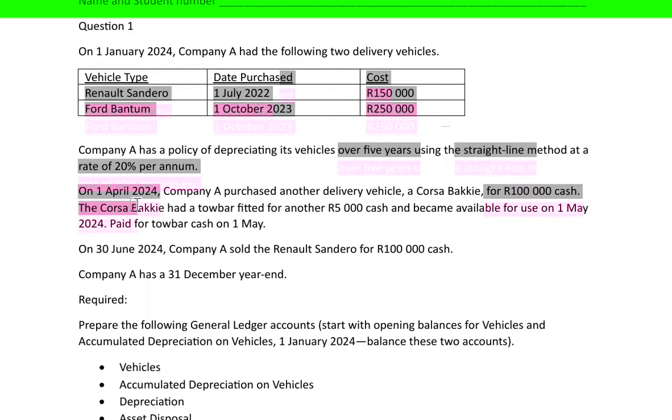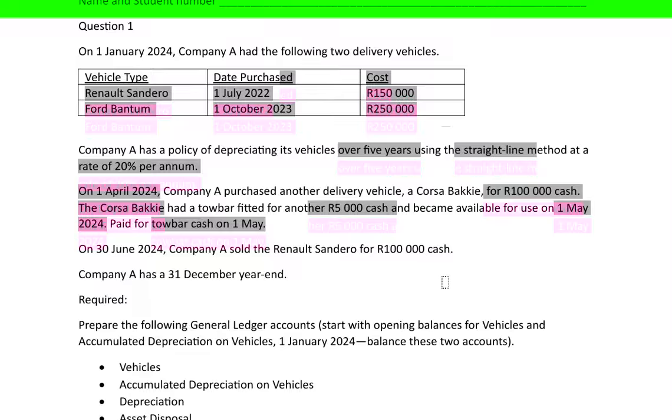This vehicle, the Corsa bakkie, had a tow bar fitted, which cost another 5,000 cash, and it became useful on the 1st of May 2024. Remember, you only start depreciating an asset from when it starts being used. So this Corsa bakkie, after the tow bar fitting, was only going to be used from the 1st of May. Also, the tow bar was paid for on the 1st of May.